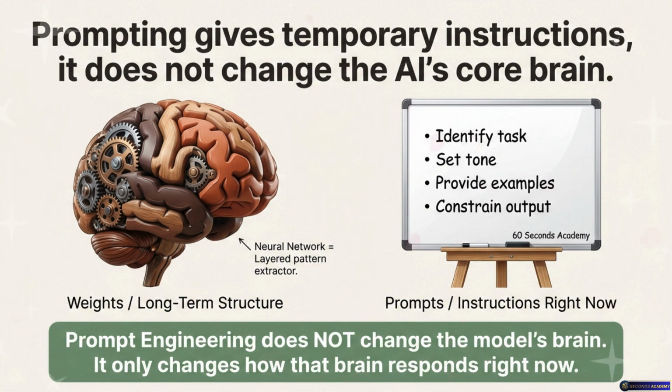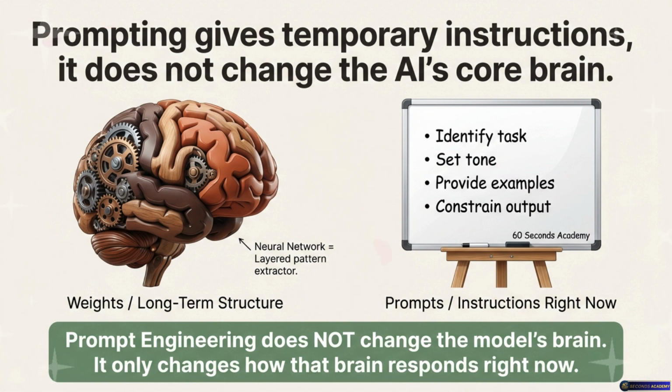Let's draw a strict hard line between the two right now. The weights represent the AI's actual permanent brain structure. A modern model might have 70 billion weights. These are literal billions of floating point numbers distributed across the neural network that determine exactly how data flows from one layer to the next. And how do they get there? These weights were solidified over months of intense computational training. They are static, they are frozen.